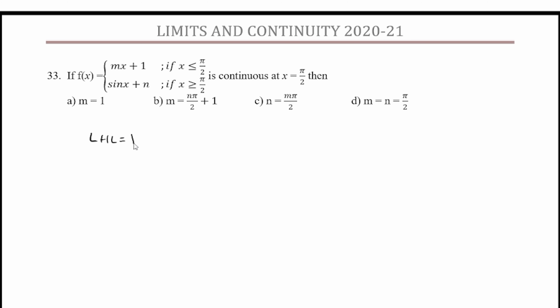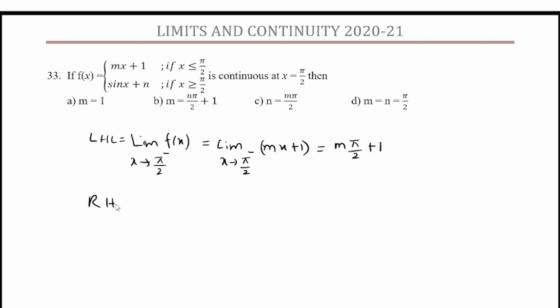So LHL is equal to limit of f of x as x tends to pi by 2 minus, that is limit x tends to pi by 2 minus, select the function f of x such that x is less than pi by 2. Which one? First one, that is mx plus 1. Put x is equal to pi by 2. m into pi by 2 plus 1. This is LHL.